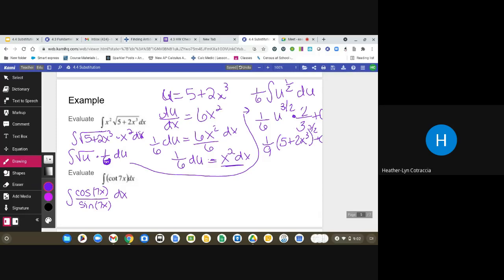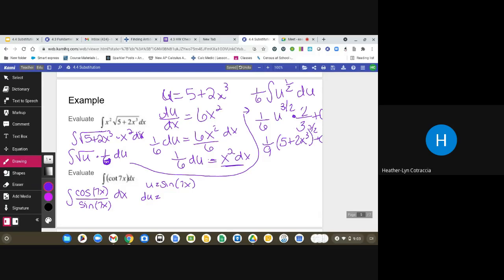So you could try your u to be 7x, but it's not going to help things to simplify at all. So what I'm going to do is try my u to be sine of 7x. Now the reason why I chose sine is because it's in the denominator. So usually your u's are in your denominators, in the exponents, underneath radicals. Okay, so step one, find your u. Now sometimes you pick the wrong u. Just try a different one.